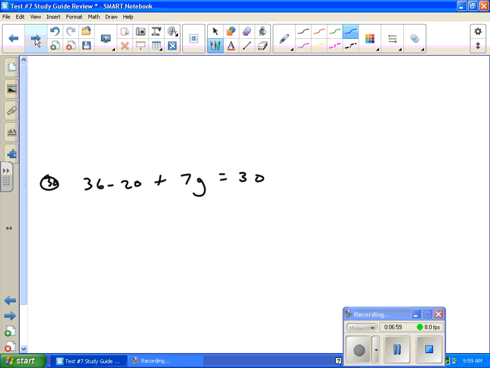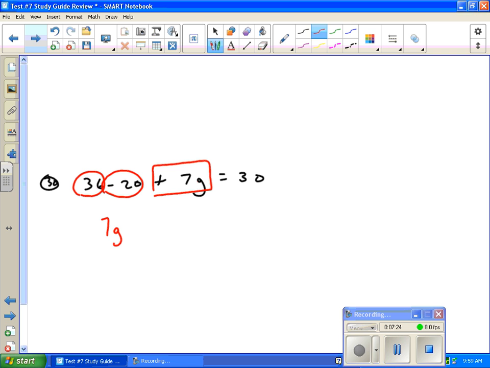Number 30 says 36 minus 20 plus 7g equals 30. Just like the very first problem, you have to do some combining of like terms first. You have 7g is the only variable term, but 36 and negative 20 are both constant terms. So you can put 7g down by itself, it's positive.